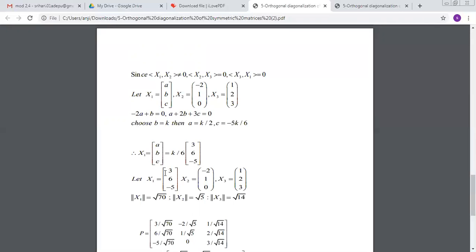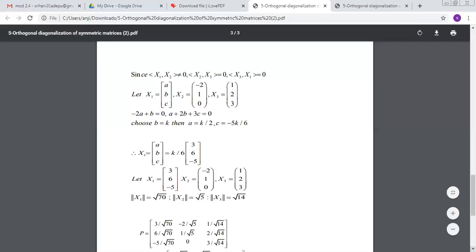So let x1 equal [3, 6, -5], x2 equals [-2, 1, 0], x3 equals [1, 2, 3]. Now observe x1 is orthogonal to x2, x2 is orthogonal to x3, and also x1 is orthogonal to x3. So the eigenvectors are pairwise orthogonal, and the length of x1 is root 70. The length of x2 vector is root 5. The length of x3 is root 14.